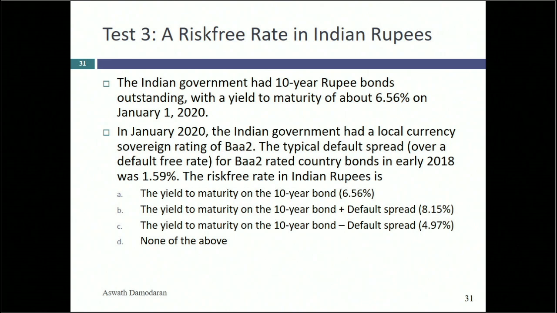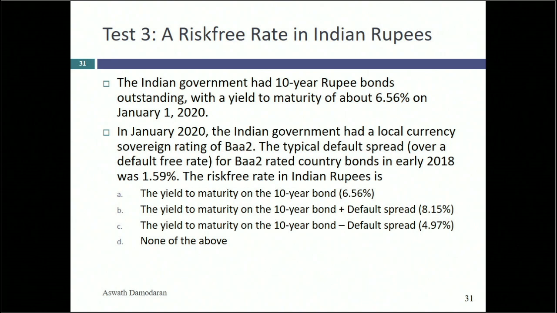So remind me again why I'm doing this. I'm worried that 6.56% has default risk in it already. If I add it, what am I doing? I'm adding it on top of what's already worrying me. So you know what I should be doing, right? I should be subtracting it out, taking it out of the process because I want something risk-free.